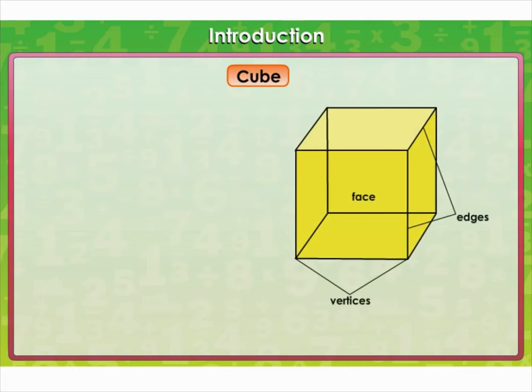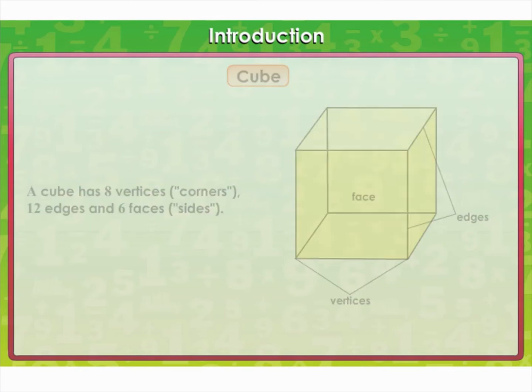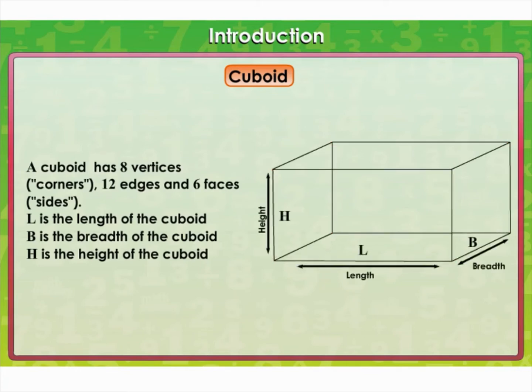and a cylinder. Vertices are the points where edges meet. The singular form of vertices is vertex. A cube has 8 vertices or corners, 12 edges, and 6 faces or sides. A cuboid has 8 vertices or corners, 12 edges, and 6 faces or sides.